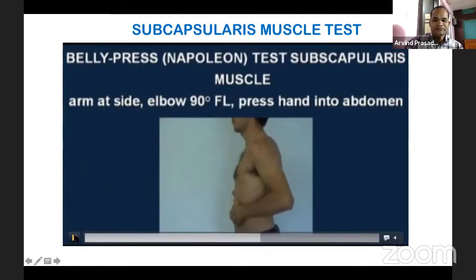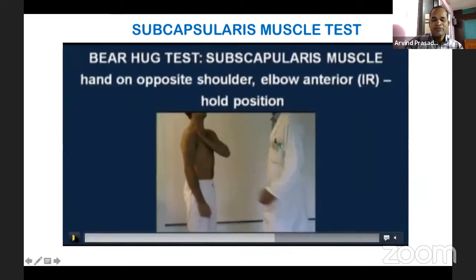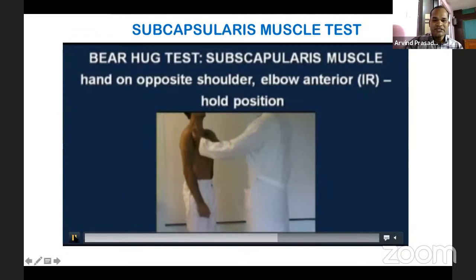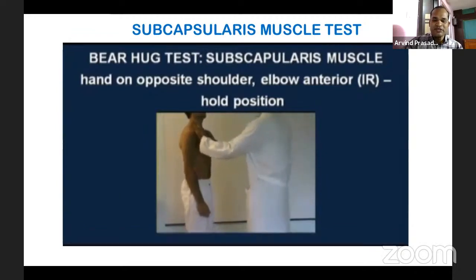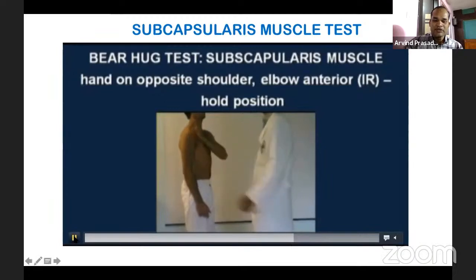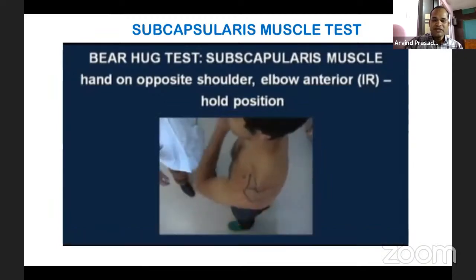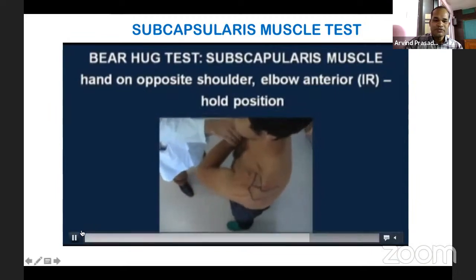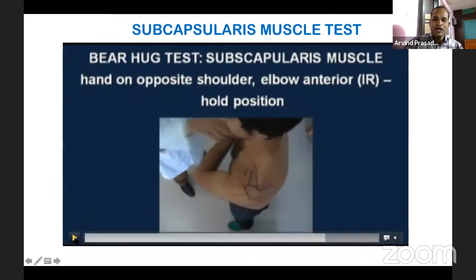The next test is the bear hug test, in which the palm is placed on the opposite shoulder, and this arm is lifted from there by the examiner, and the patient has to hold the palm at the opposite shoulder. When there is a problem with the subscap, it is not possible for the patient to keep the hand there, so this test is positive. This is called the bear hug test. In all three tests, the internal rotator of the shoulder, that is the subscap, is active. When there is pathology with this, internal rotation is not possible. It means the test is positive.